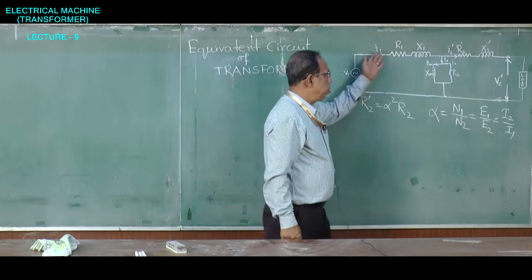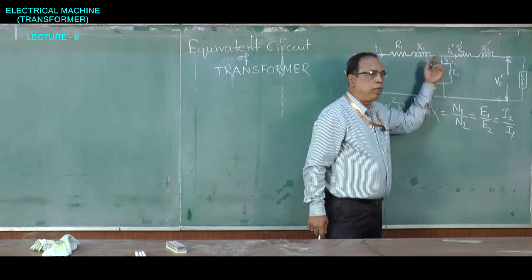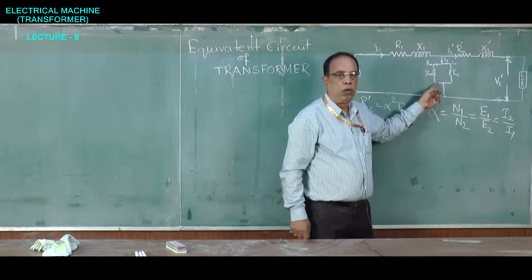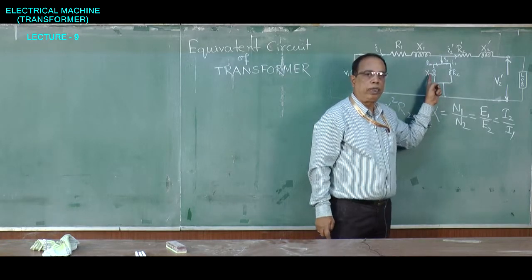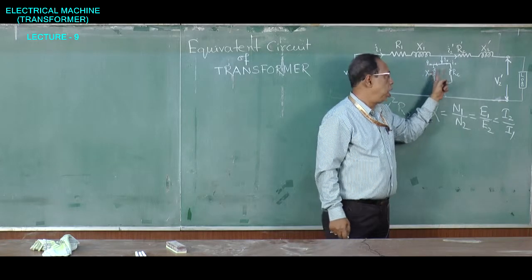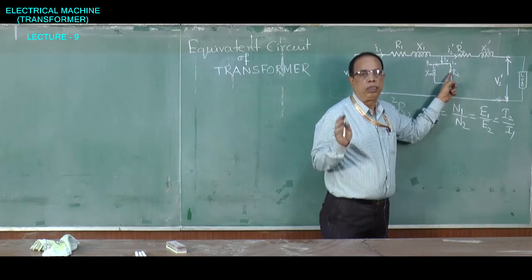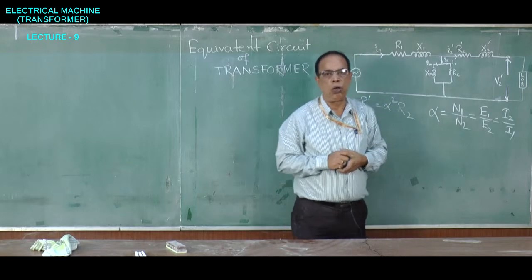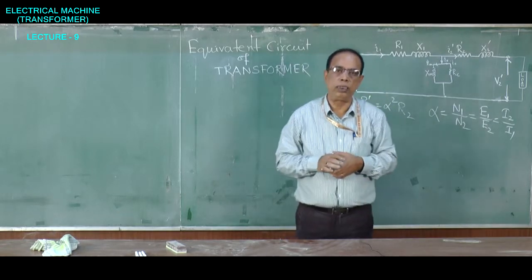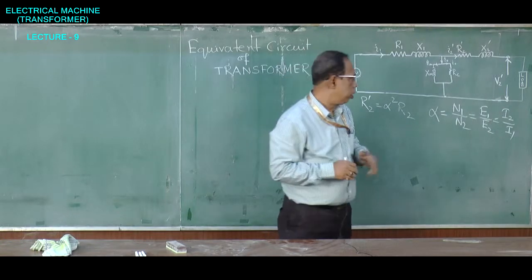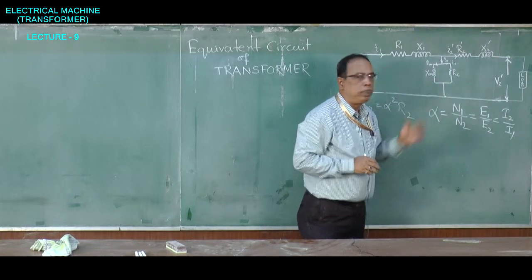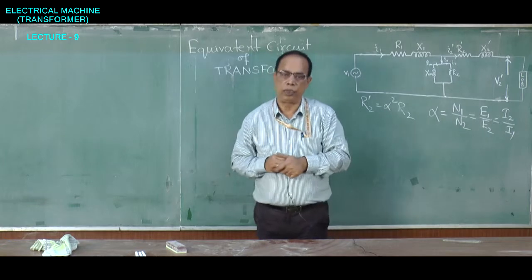So, having these resistances, and this is the magnetizing circuit, we call it a shunt circuit, which consists of a magnetizing reactance Xm and a resistance which accounts for the core losses which occur due to the flux passing through the core of the transformer. So, this is the equivalent circuit of the transformer.